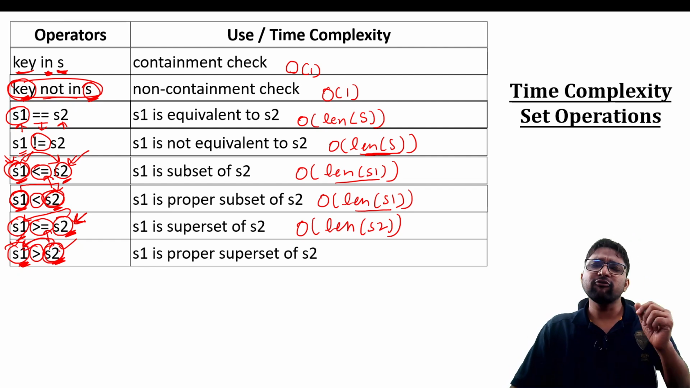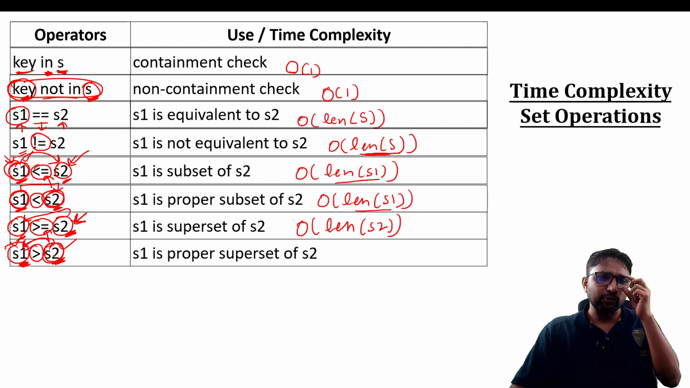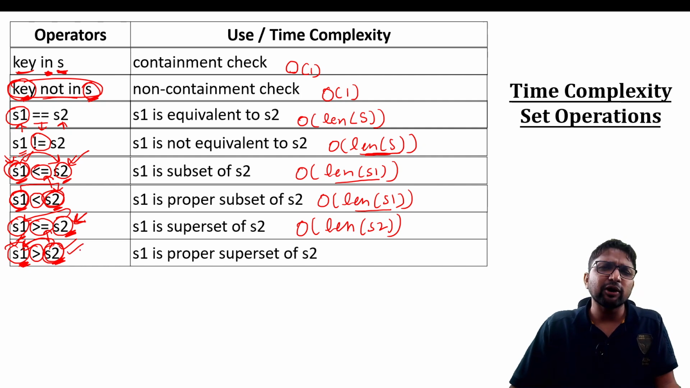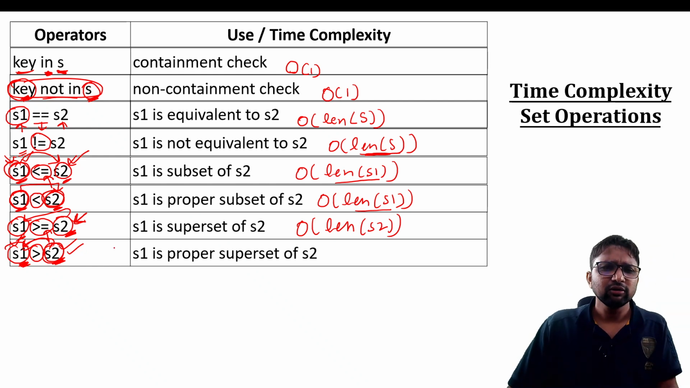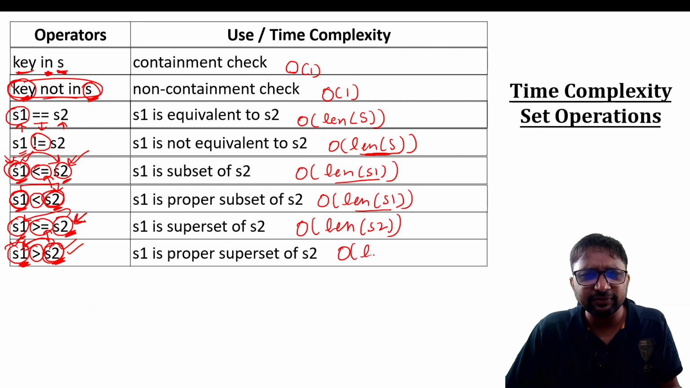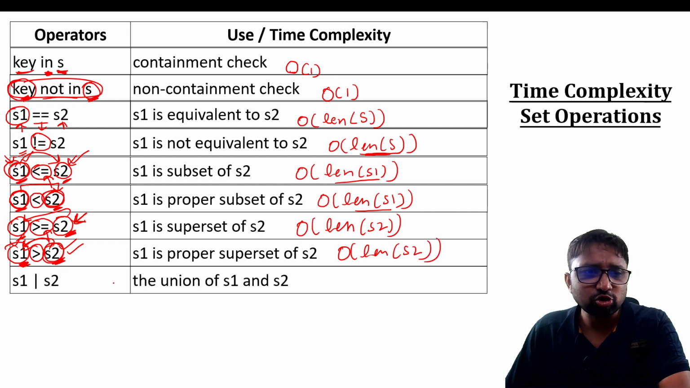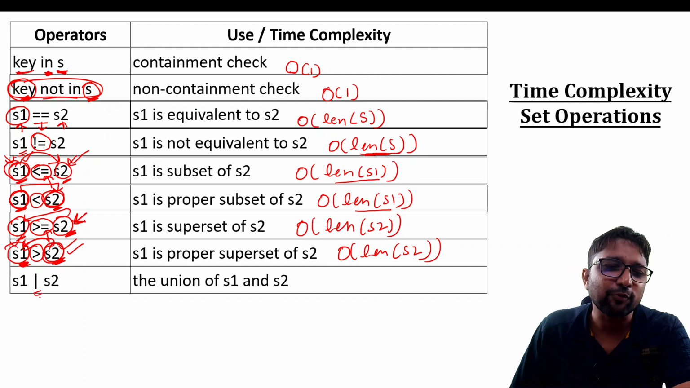So how will you find out if S1 is a superset of S2 or not? Simple, again the same way. Take all the elements of S2 one by one and search them into S1. So the time complexity will be the same, the length of S2. Done. Next operation is the union operation.